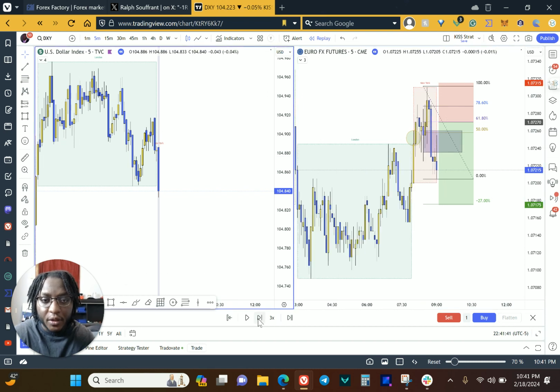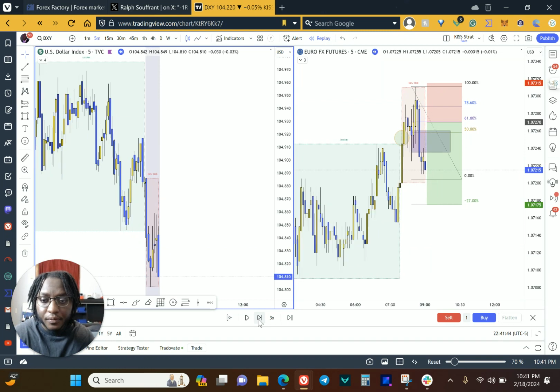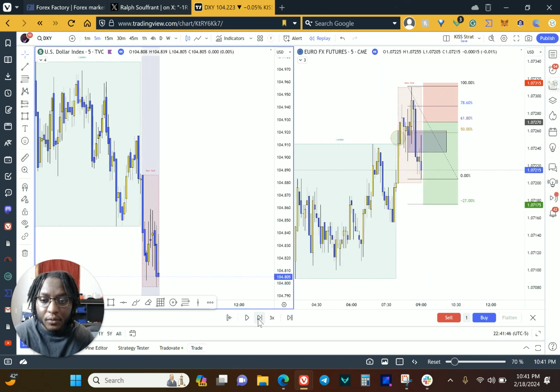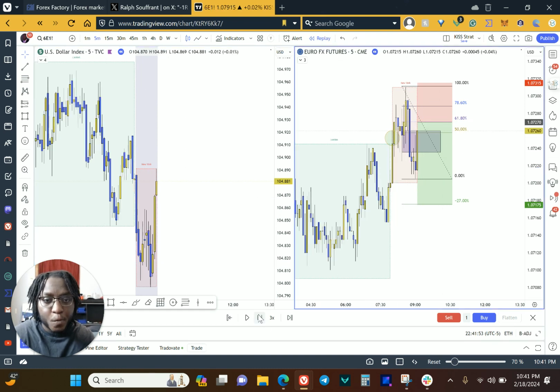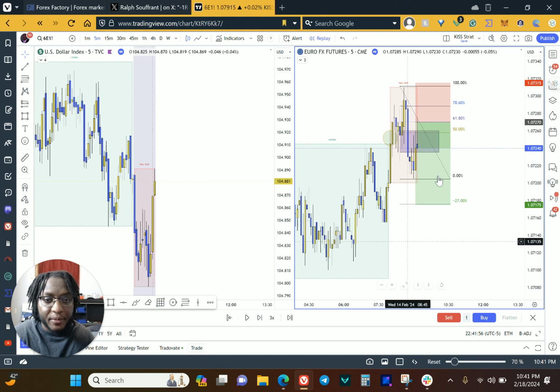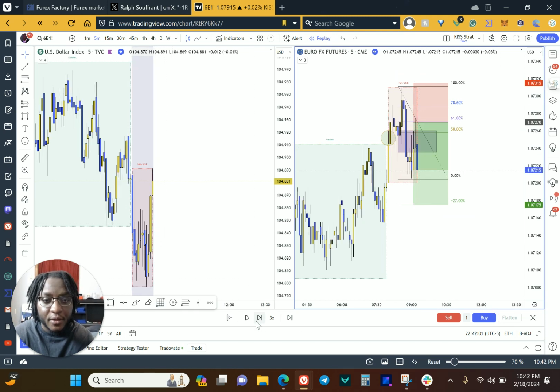And I'll fast forward the DXY as well. Just pulling up, we had that breaking structure here right around that time. And then price aggressively came up. It tagged us in right here, right?